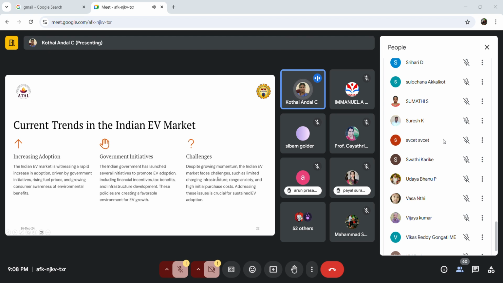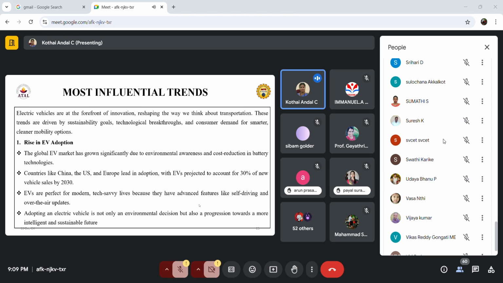Then the challenges. We all know the major things before buying EV vehicles: as a customer, we are thinking about where we will get the charging infrastructure, correct? For the range, because if we go for long driving, then we have to look for where the next charging station is available. So range anxiety is there. Then one more major thing is the high initial purchase cost. So these are the challenging areas of EVs being addressed.